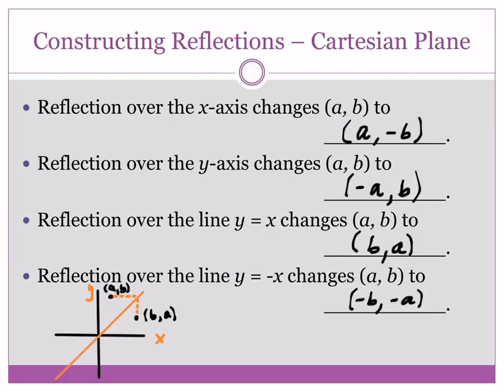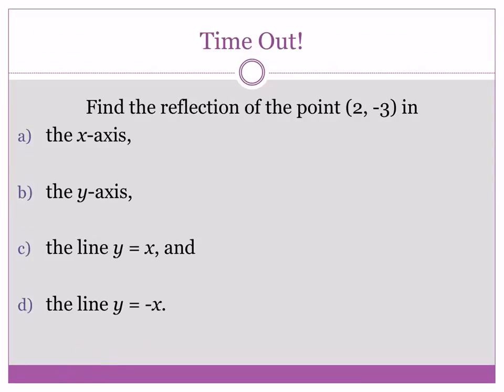Okay? So, using that information, it's your turn. What will you get if you reflect the point 2, negative 3 across the x-axis, the y-axis, the line y equal x, and the line y equal negative x? You can draw a picture if that's helpful. You can use the formulas or equations that we just wrote down in the last step if that's helpful. But go ahead and fill in those 4 values.